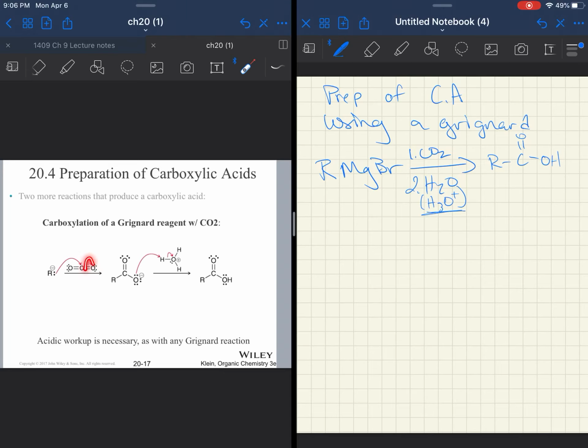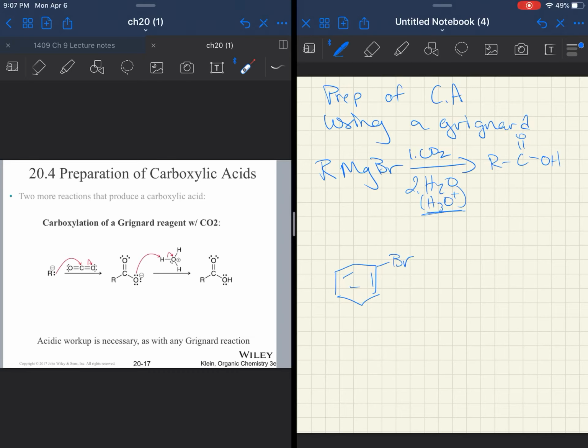I'm not going to ask you for the mechanism, but you're just attacking that carbonyl like you always do with a Grignard, and then it moves one bond, right? We can't have 5 bonds on carbon. So one moves out to one of those oxygens, and then you just have to protonate it.